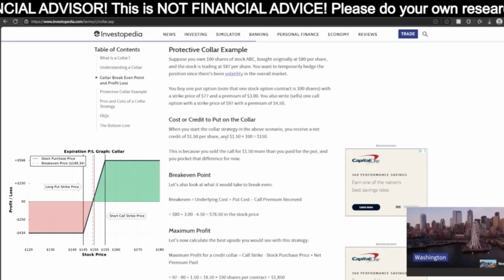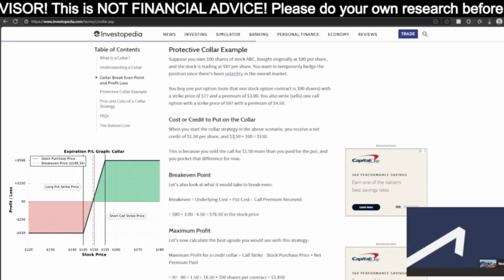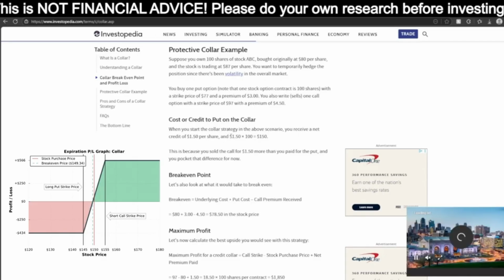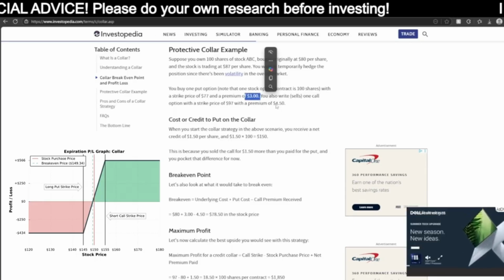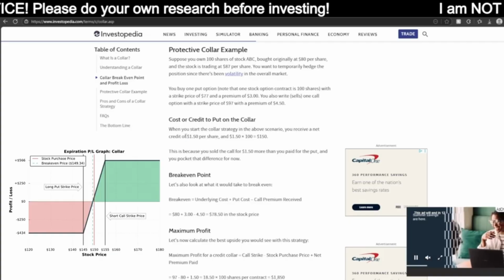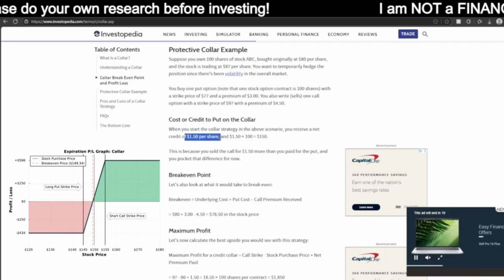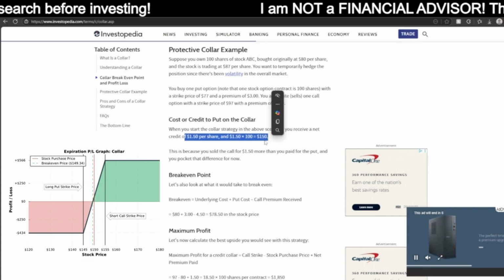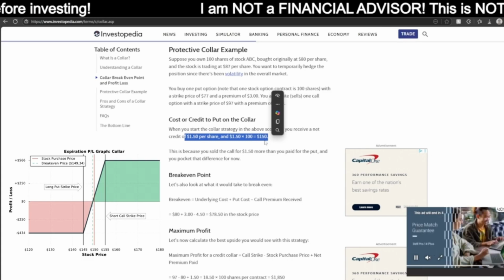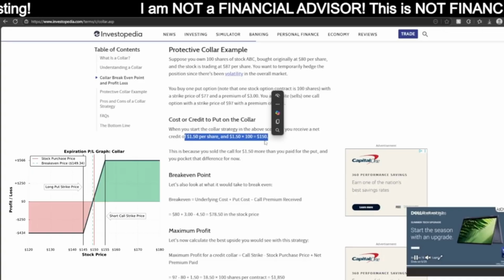So when you open up this option at the same time, what you're going to be looking at is the difference. You're paying $3 in premium here, and you're getting paid $4.50 here. So the difference you're getting paid per share is $1.50, times 100 shares, which gives you a premium of $150. And basically what this is doing is hedging either way.